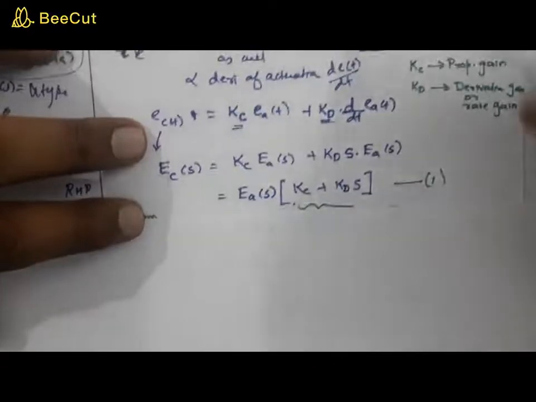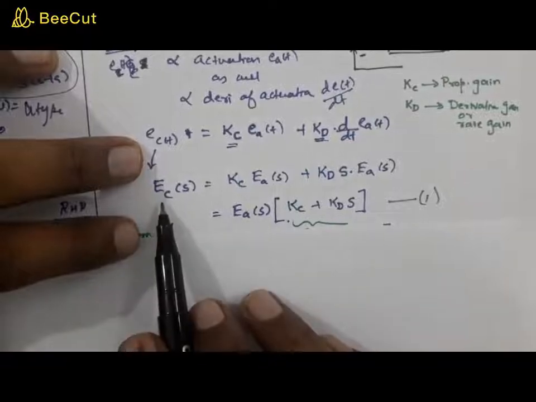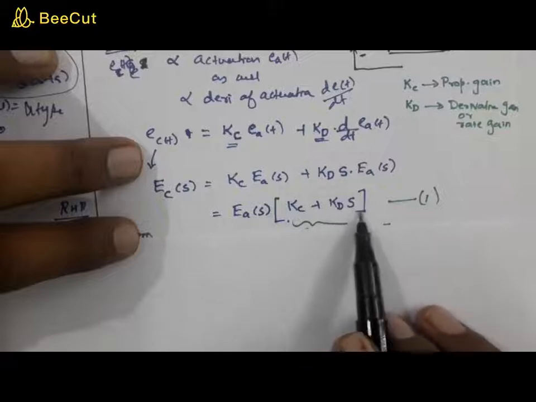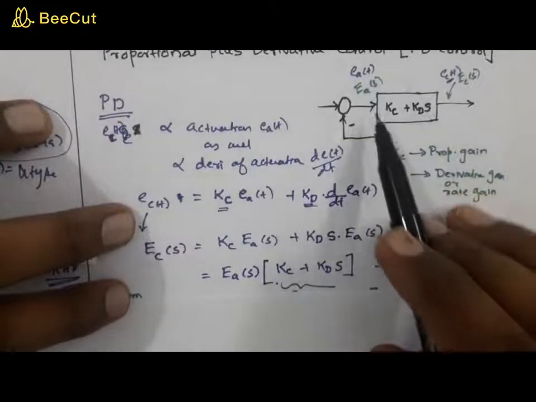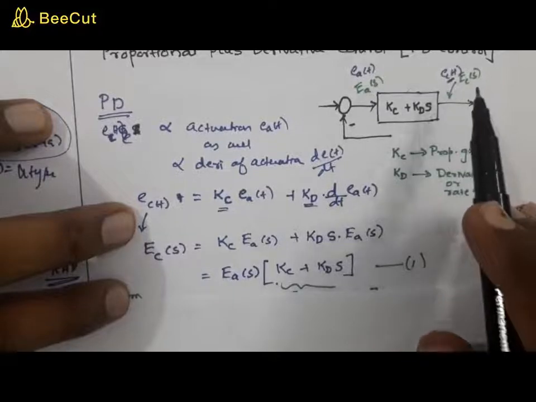So from this you get this block diagram. That is, if you have the actuating signal, you will get the control signal by placing a block of Kc plus Kd s in between EA of s and EC of s. So this is how this block diagram came.